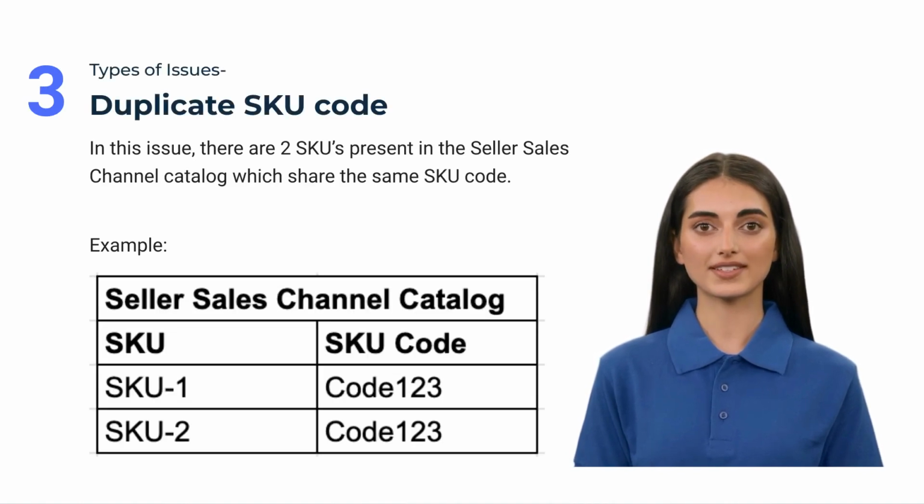Third type of issue is duplicate SKU code. In this issue, there are two SKUs present in the seller sales channel catalog which share the same SKU code. Let's understand this with an example.